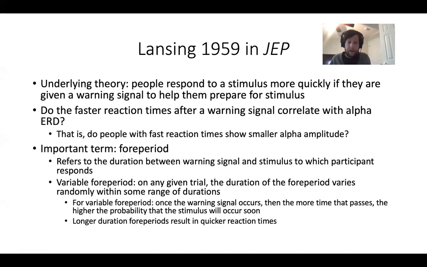So that's the typical theoretical logic for this hypothesis. Longer duration foreperiods result in quicker reaction times. And if we think about what we've been talking about with alpha amplitude already, that should mean that for these longer duration foreperiods, alpha amplitude should be smaller, because we already saw alpha amplitude gets smaller when we're more engaged with the world. When we're more engaged with the world, we should respond to it more quickly. So this makes the prediction: alpha amplitude will be smaller on those longer duration foreperiod conditions, and the reaction time should be quicker for those conditions as well.